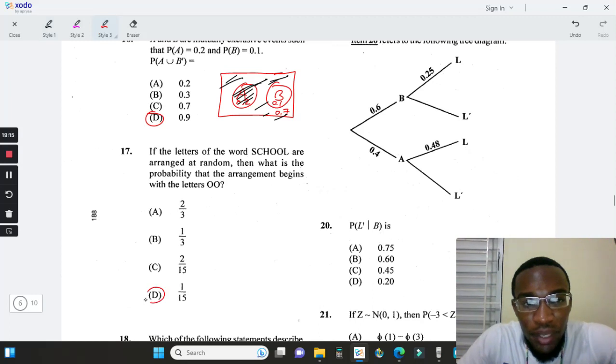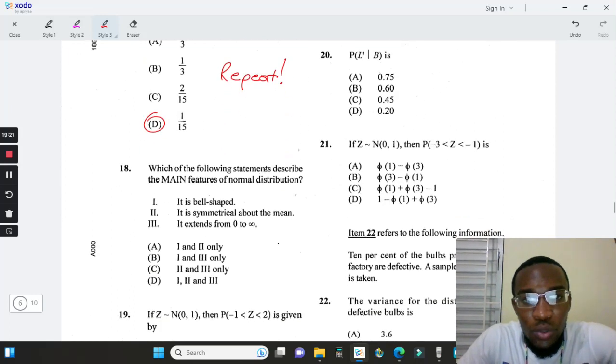I remember this one is also a repeat. If you do enough papers, this was 1 over 15. Repeat, 1 over 15. Which of the following describes the normal distribution? It's bell shaped, it's symmetric. So that's 1 and 2.